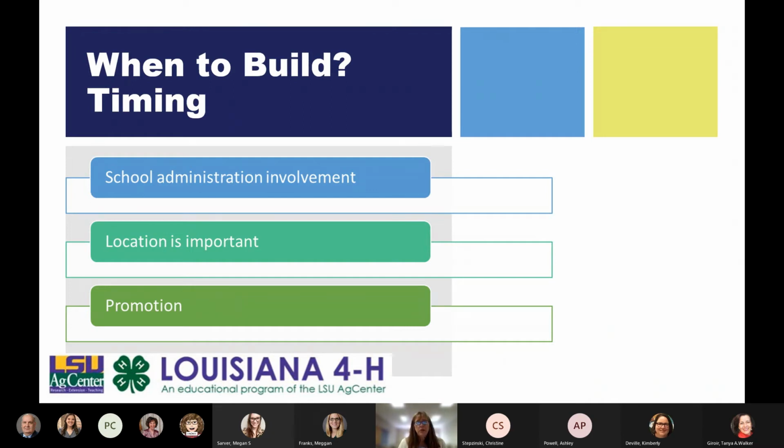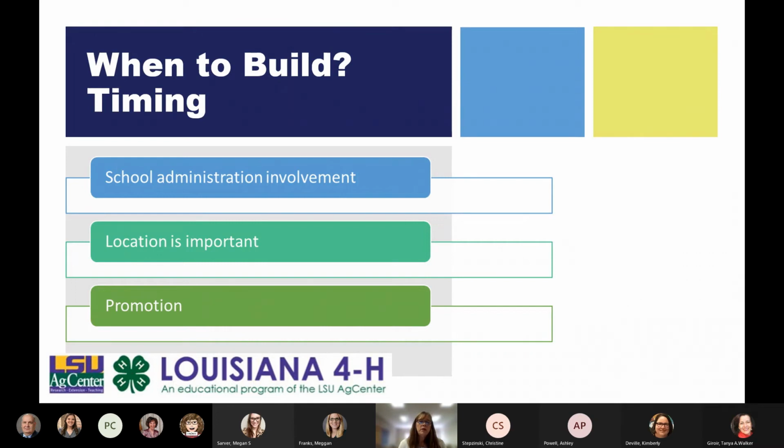So be sure and think about your location. You do want a central location, and you want a location that's going to be easily accessible to all of your volunteers, so be sure to consider that.